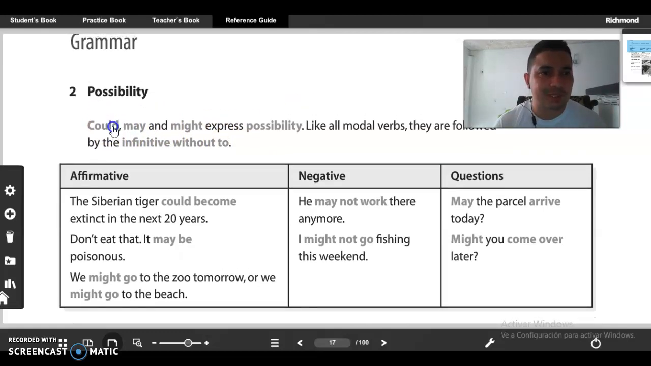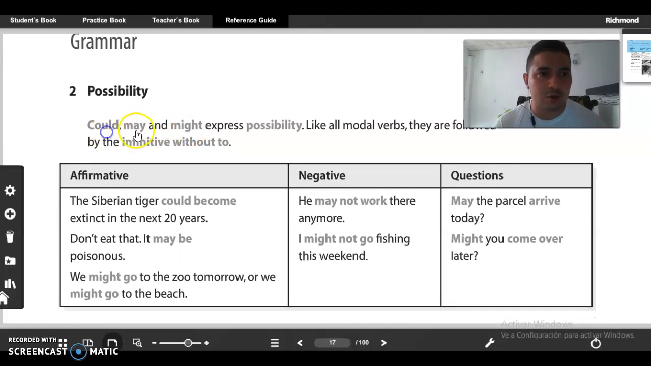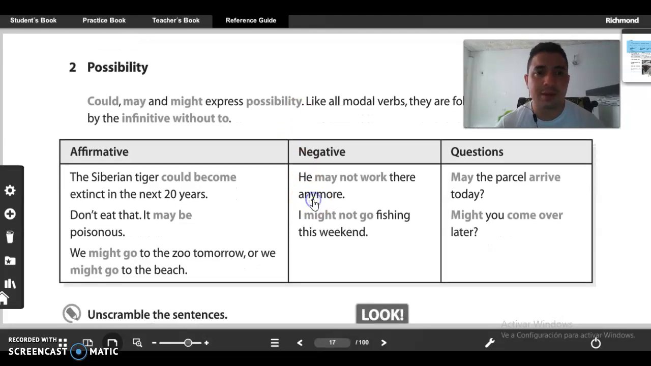We use words like could, may, and might to express possibility. As I told you, they are modal verbs. Remember that they have an affirmative, negative, and interrogative form. Most of the time in the affirmative you will have the modal verb and then the verb you are taking into account. For example, notice that here we have could, and then we have the verb.